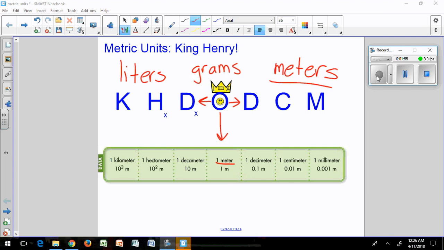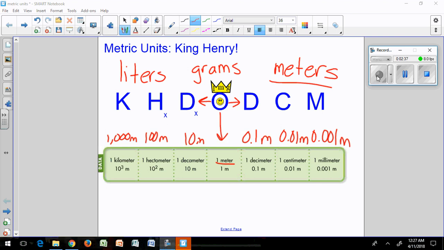Kilometer is 1,000 meters. A hectometer is 100 meters. Decameter is 10 meters. And then you can see on the bottom here, as we go to the right, we get smaller and smaller. A decimeter is 1/10 of a meter. A centimeter is 100th of a meter. And a millimeter is 1,000th of a meter. Okay?